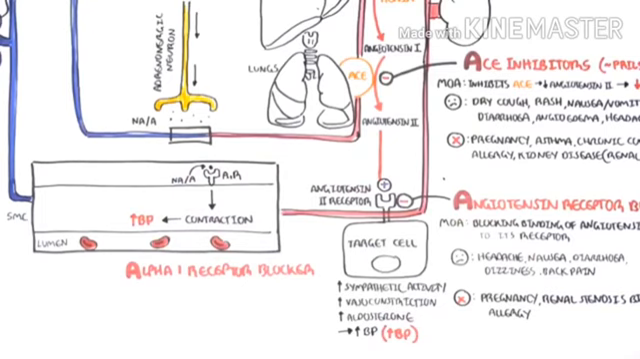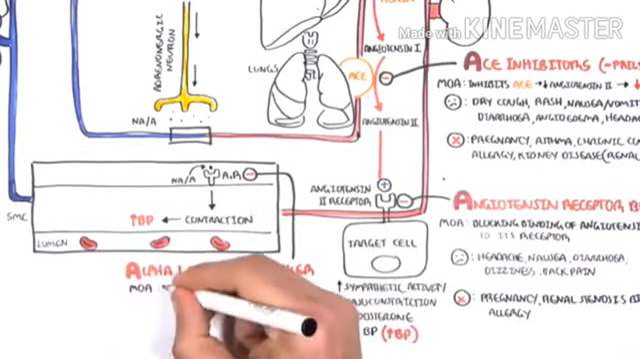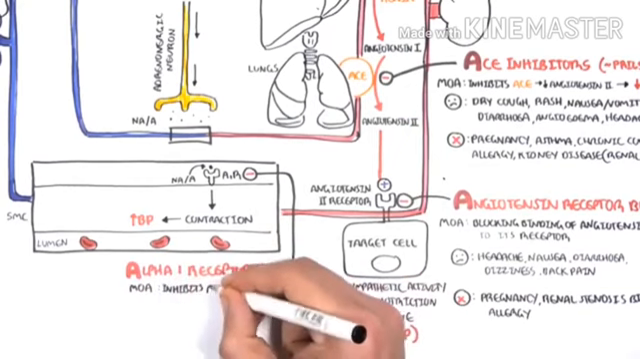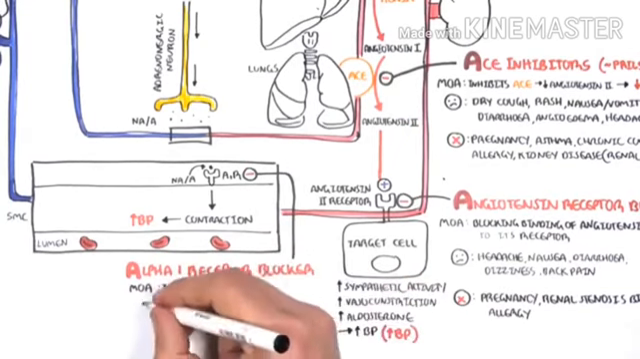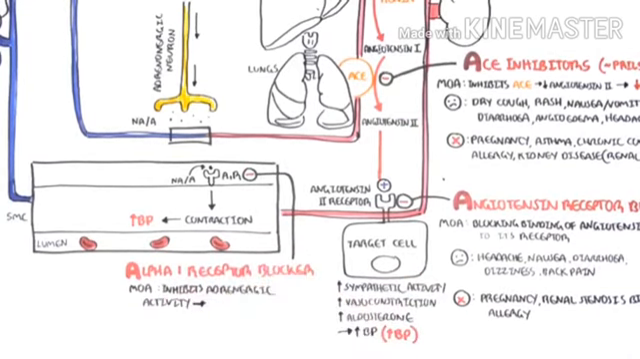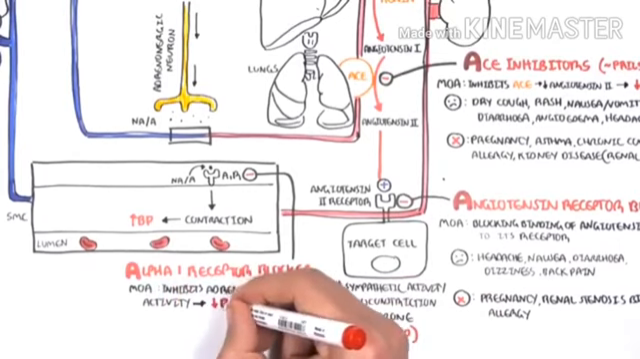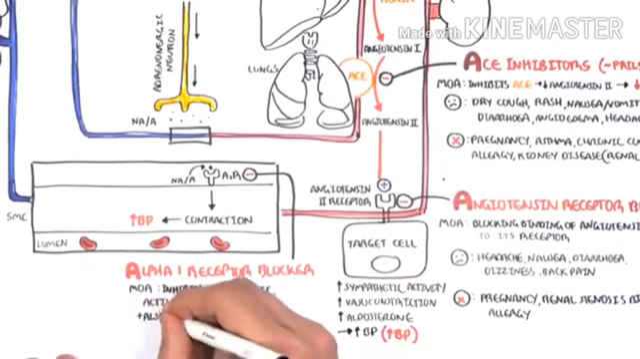So alpha 1 receptor blockers are the drugs that directly block the alpha 1 receptor and inhibit the activity of adrenaline and noradrenaline, and thereby decrease the blood pressure. So what is the mode of action? They inhibit the adrenergic activity at the smooth muscles, and thereby decrease the blood pressure.